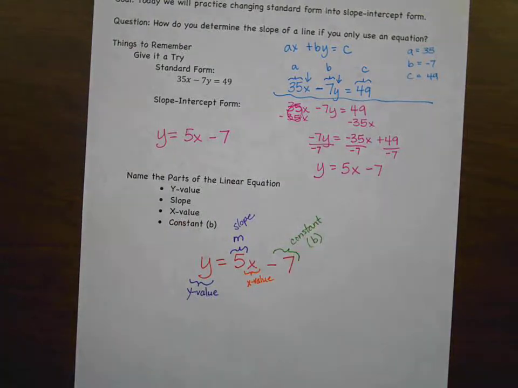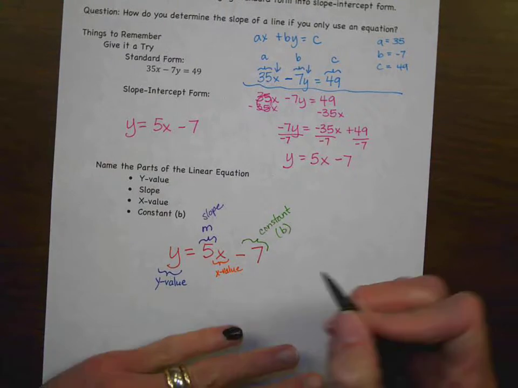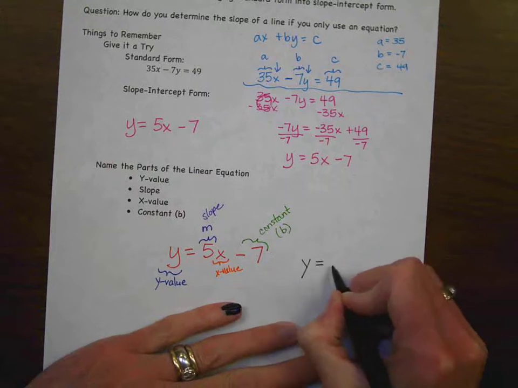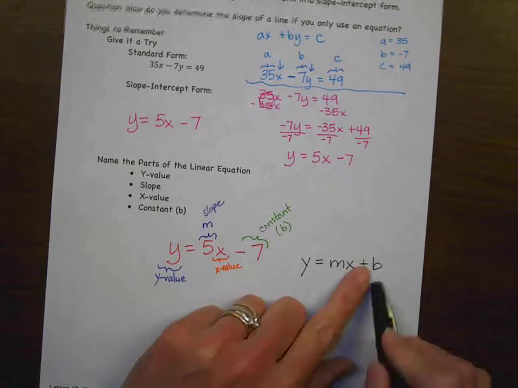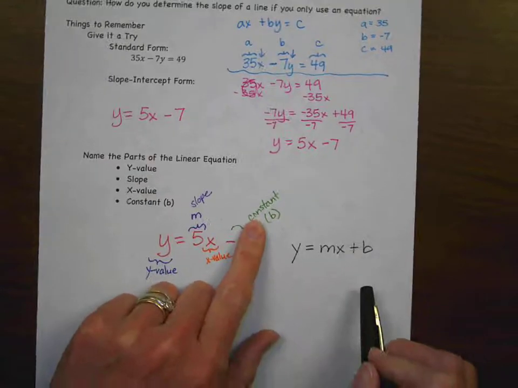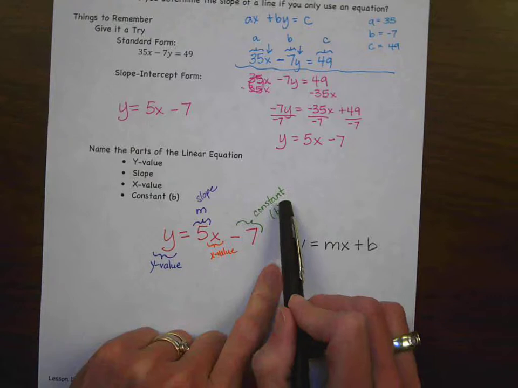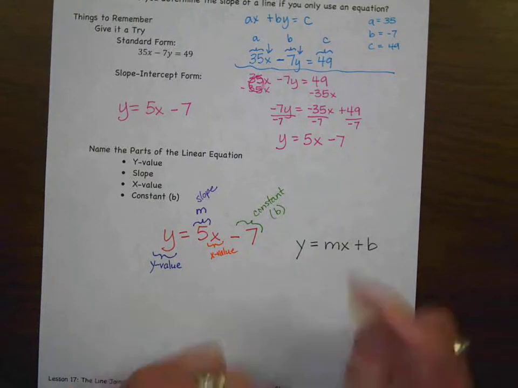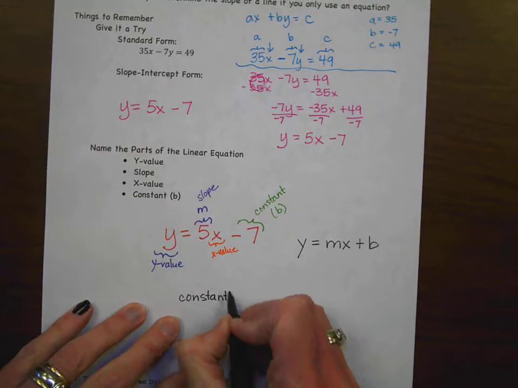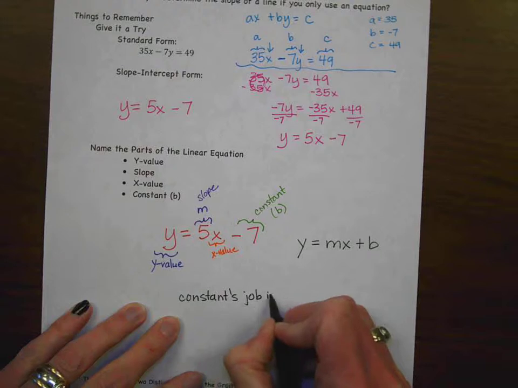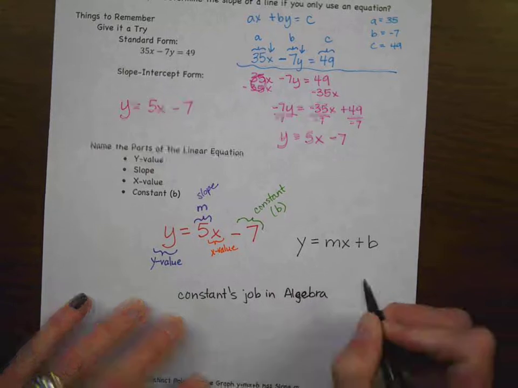Now, why is it the b? Well, if you go back to our introduction of what slope-intercept form is, we learned that slope-intercept form is y equals mx plus b, okay? Now, the b, it's called a constant when you get into algebra. So you need to do a transition in your mind that this is the constant. And the constant's job when you're working in algebra, you need to write this down, the constant's job in algebra, sorry, I spelled that wrong.